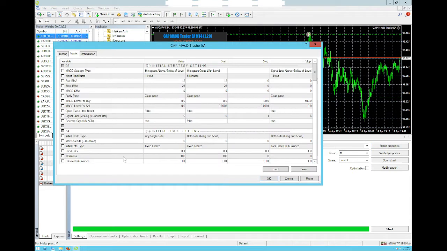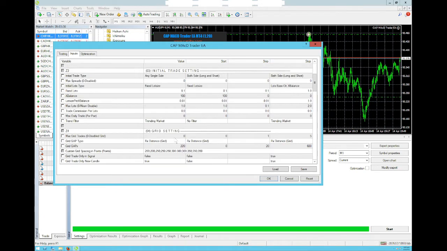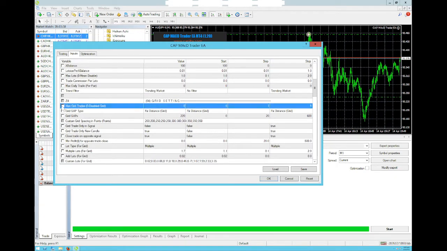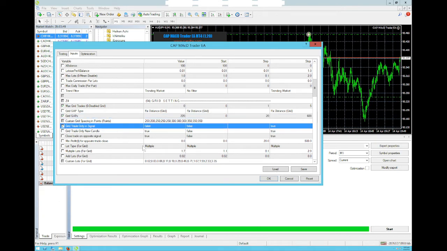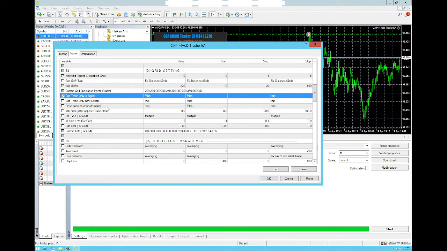So now that you know the current profit factor with my break start and step, go up here. And I think I'm going to recalibrate it soon, just not today. And go to my grids, max grid, enable it, 0 to 5. Grid gaps, enable it, 0 to 600. Trade only in signal, check. New candle, obviously. Close trade on opposite, obviously.